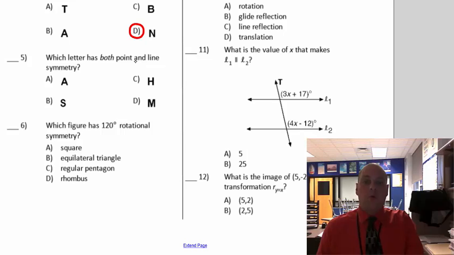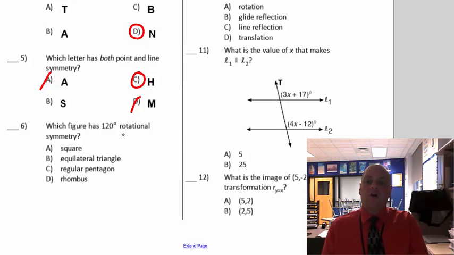Which letter has both point and line symmetry? Again, turn your paper upside down. Which letter looks the same? H does and S does. So it can't be A and it can't be M, because those don't have point symmetry. Which one has also line symmetry? S does not have line symmetry. H has line symmetry, obviously. So H would have point and line symmetry.